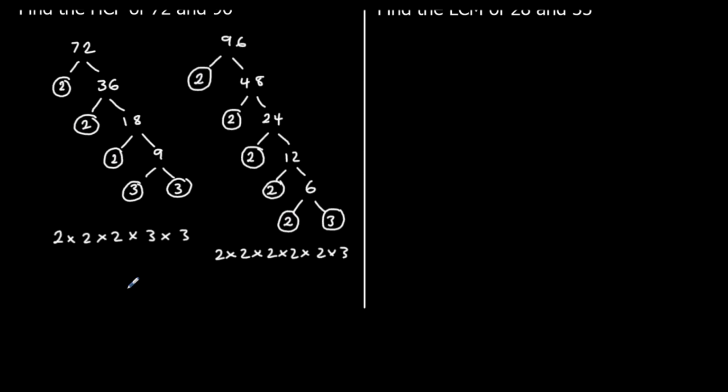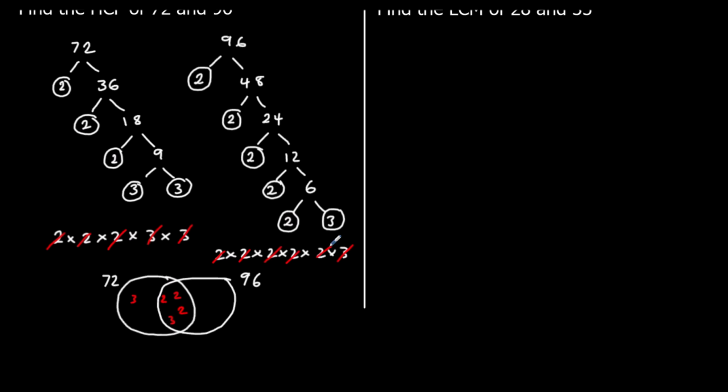So we'll make our Venn diagram. So we've got 72 and 96. What do they both have? They both have 3 2s and a 3. 72's also got a 3. 96 has also got 2 more 2s.